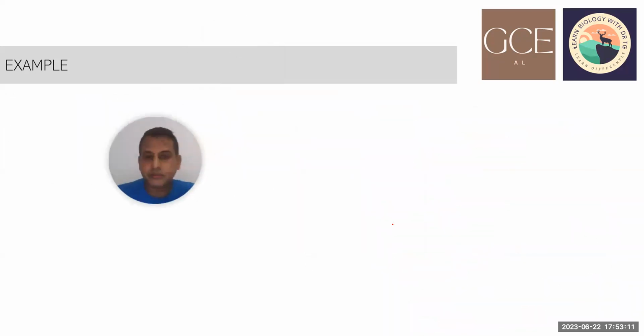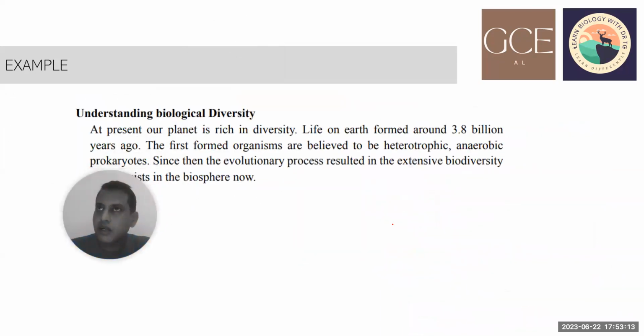Third one, the unit 1 you're going to learn for the first time. So when you're going to learn for the first time, at present our planet is rich in diversity. Life on Earth found around 3.8 billion years ago. The first form of organisms are believed to be heterotrophic, anaerobic prokaryotes.